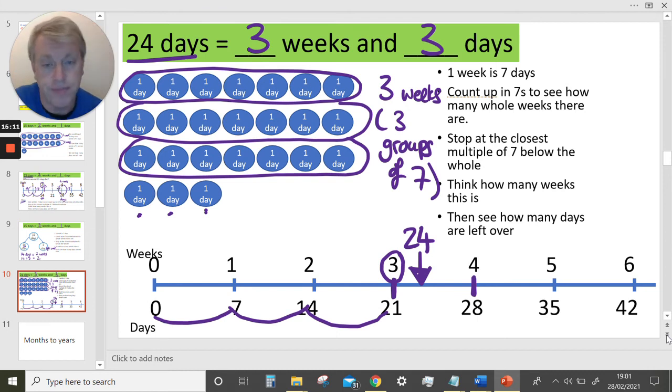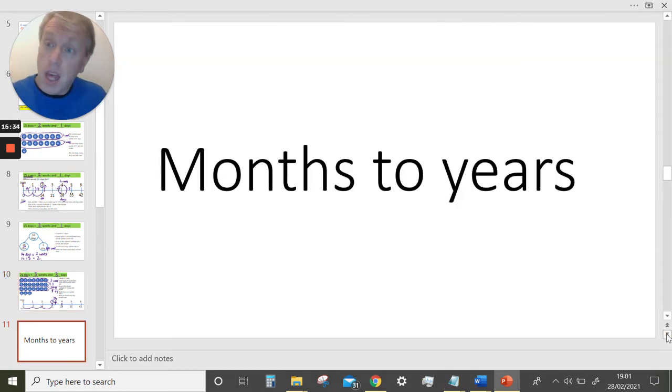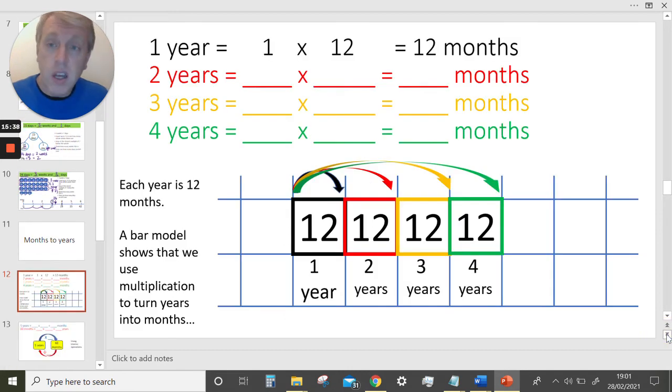3 days. 3 weeks, and then 1, 2, 3 days. Okay. We are really counting to find the closest multiple of 7, dividing that by 7, and seeing how many days are left over. Let's try something similar with months to years. It's the same idea, isn't it?